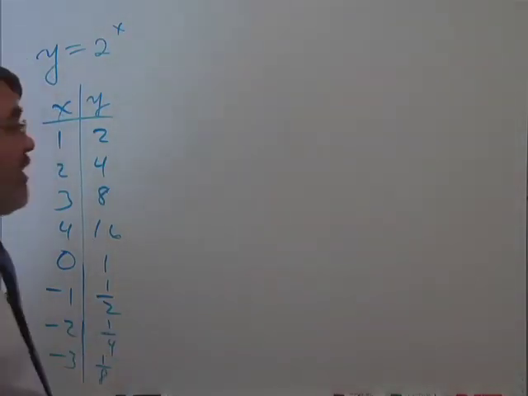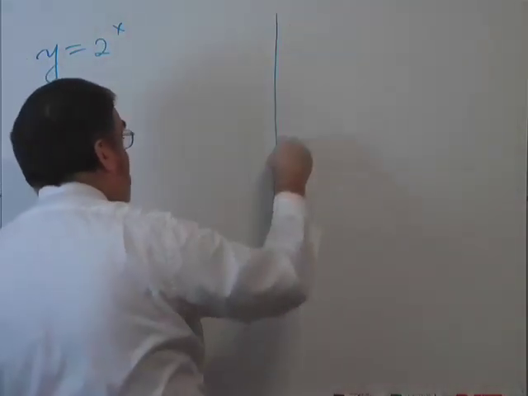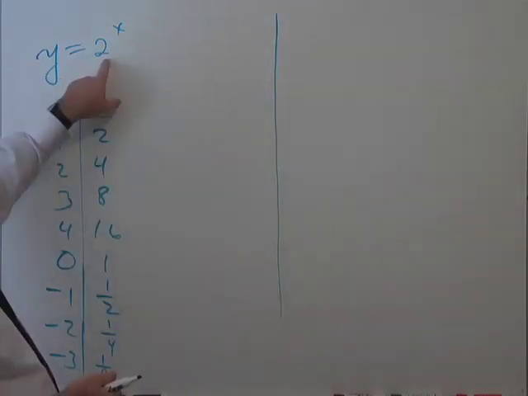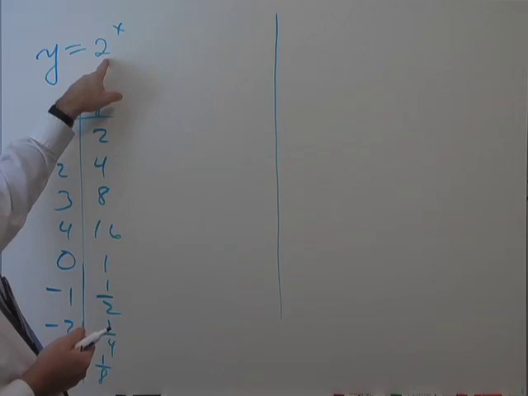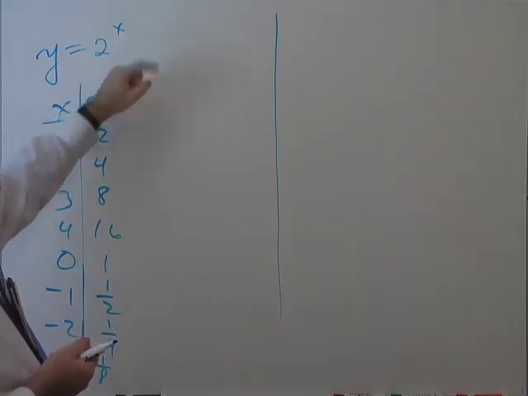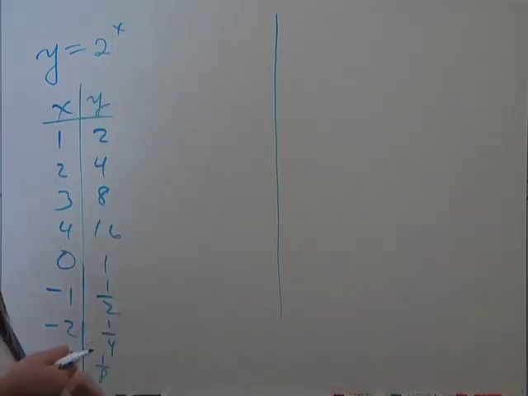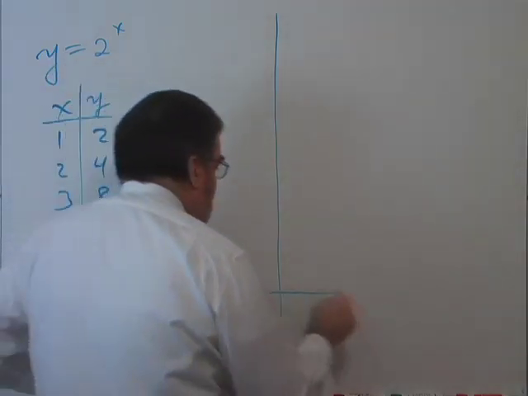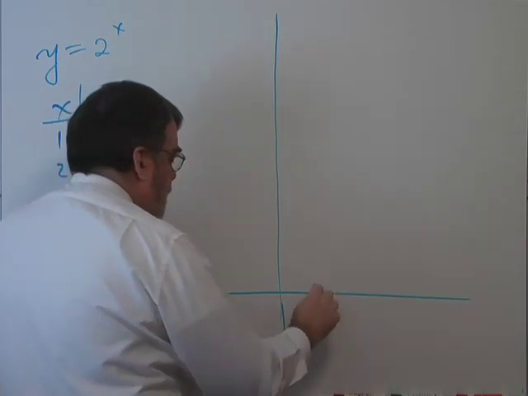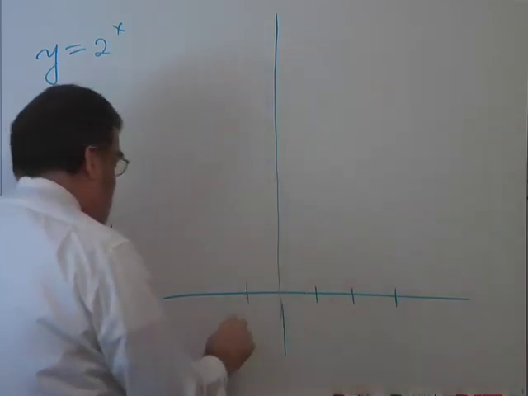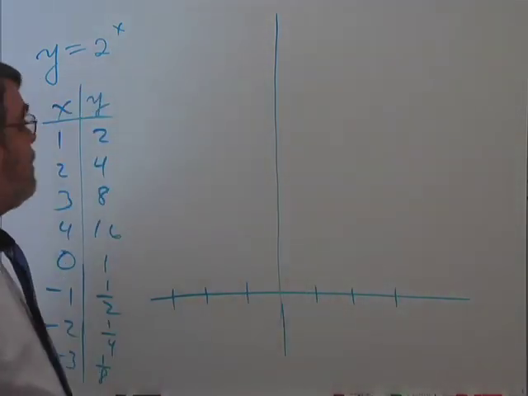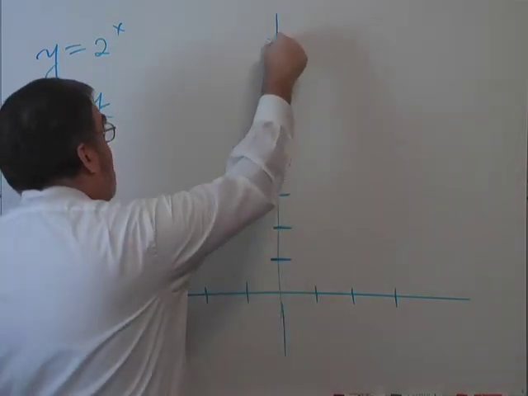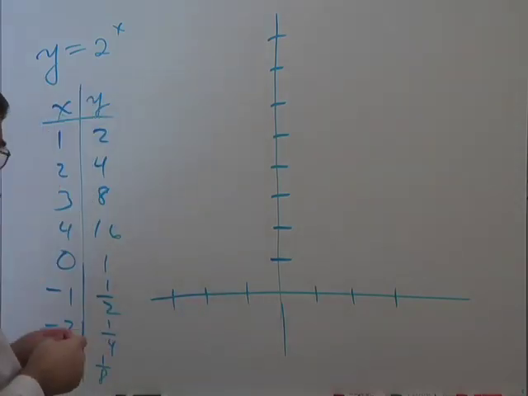All right, let's see what this looks like. It looks like all the y values are positive. And in fact, they are. A positive base number raised to any power you can think of is going to be positive. So that means all the y values are going to remain positive. I think I'll go out about 3 units either way, and we'll go up to 8.